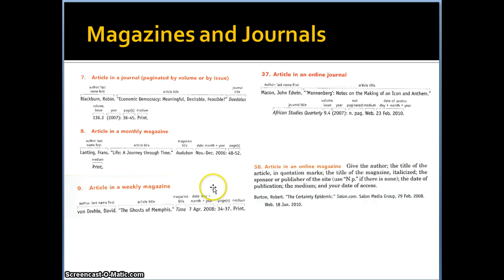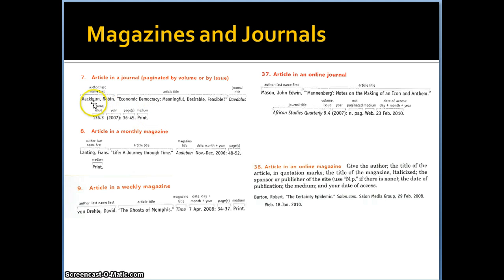Magazines and journals. What I want to draw your attention to is anything that's a journal has a volume and an issue number. Anything that's a magazine has the month and the year. And if it's published more than once a month, it'll have day, month, and year. What I want you to see is that's exactly the same as an article in an online journal or an online magazine. The only thing that's different is the stuff that's at the end.